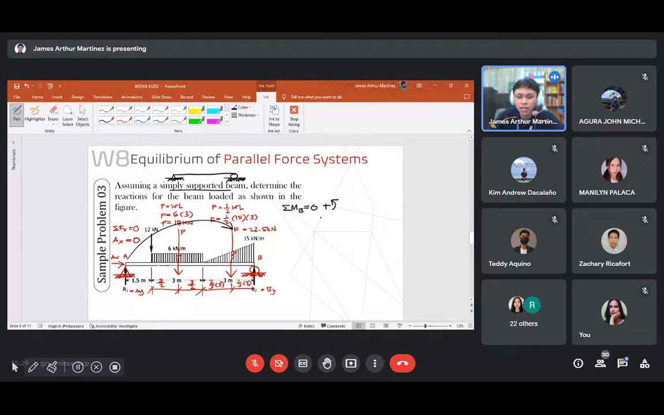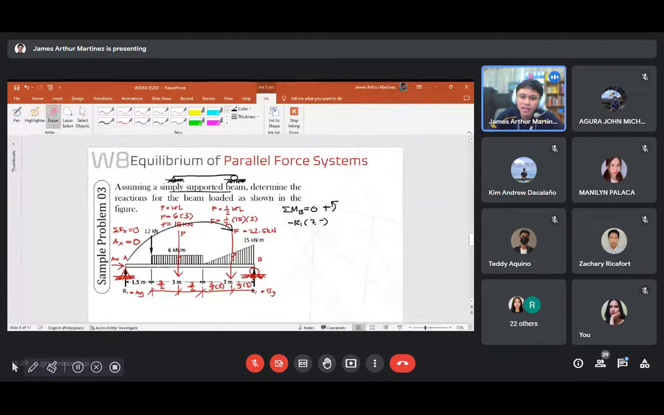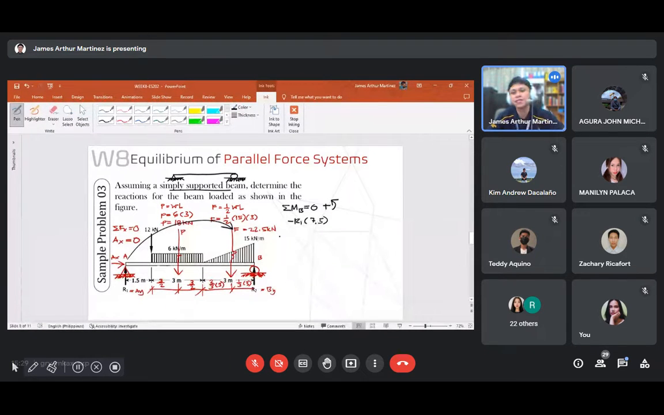That is clockwise rotation, right? Counterclockwise is positive as my assumption. So this is negative R1 multiplied by its moment arm. How much is the moment arm? You have 1.5 plus 3 plus 3. So, that is 7.5. Okay, this is not 75, 7.5.